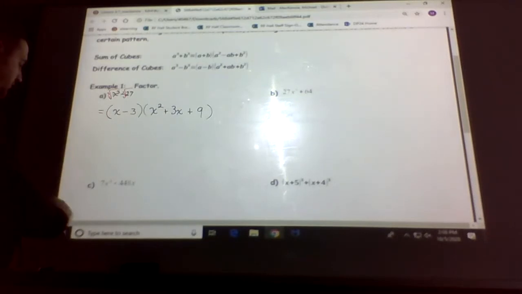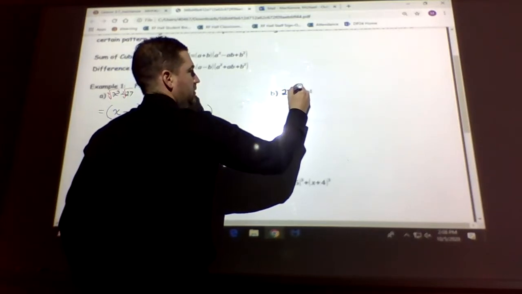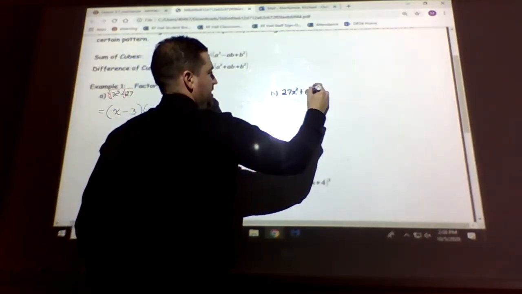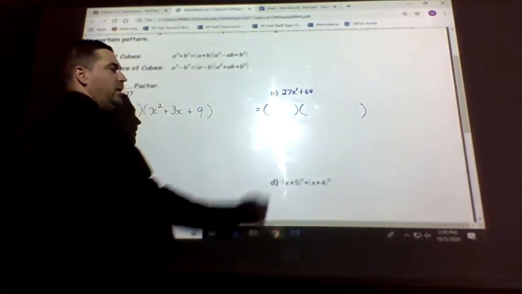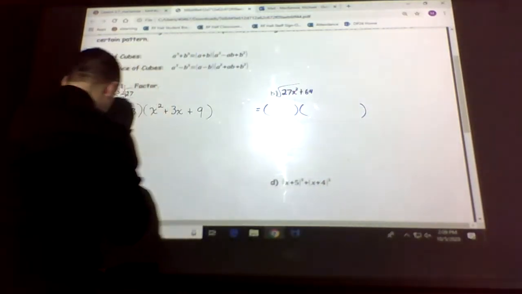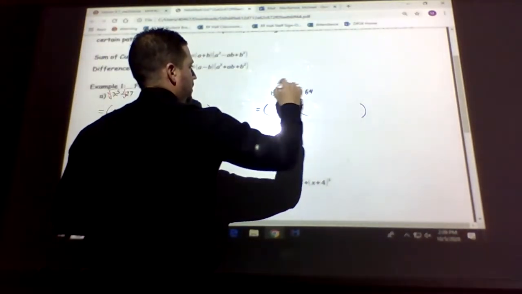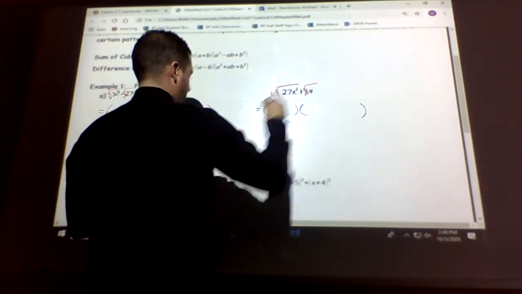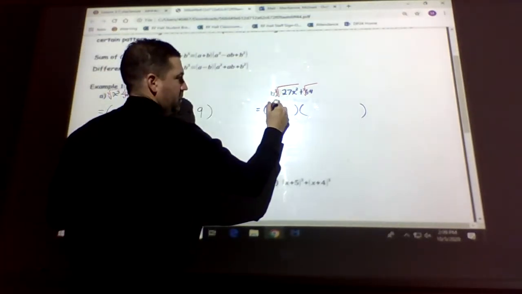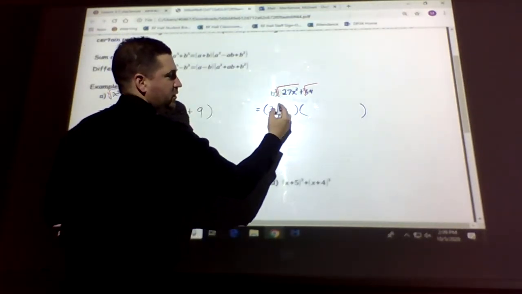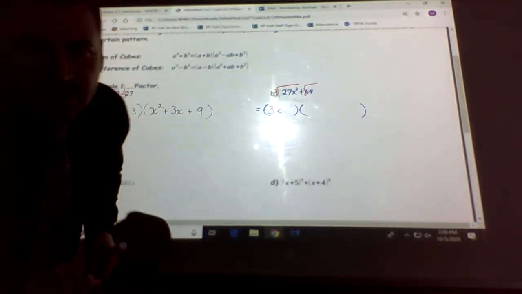Okay, next one. 27x cubed plus 64. So cube root each term. When you cube root 27, you get 3, and when you cube root x cubed, you get x. So our first term is 3x. That's our a value. You guys see that okay?